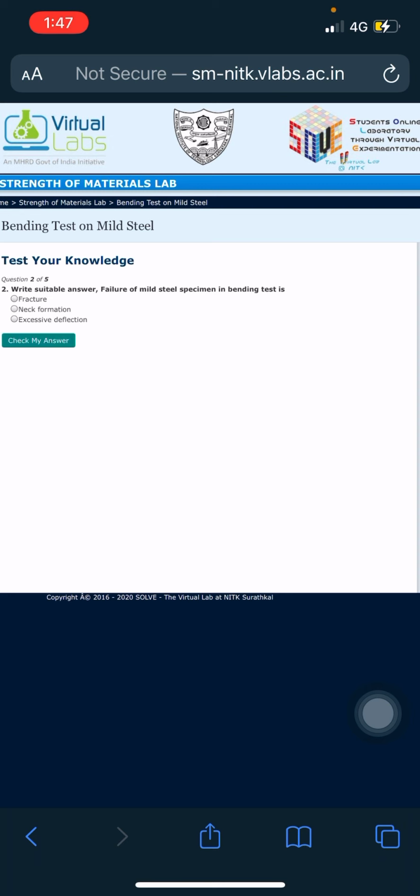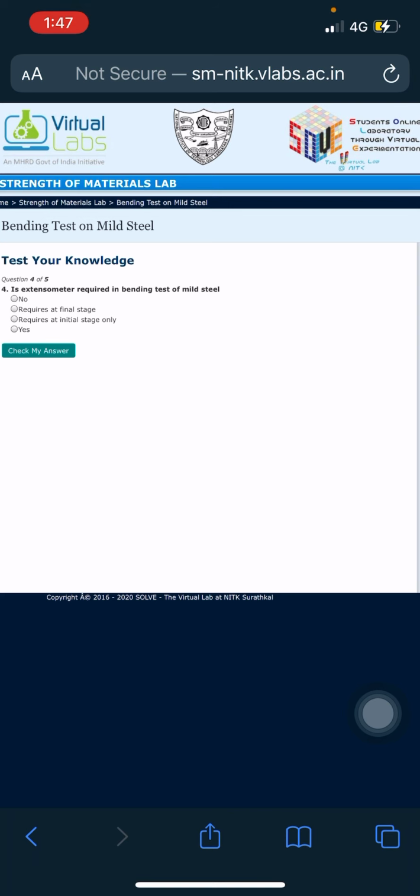Question 2. Write a suitable answer. Failure of mild steel specimen in bending test is excessive deflection. Question number 3. In the bending equation, M/I = f/y = E/R. The answer is both A and B correct.